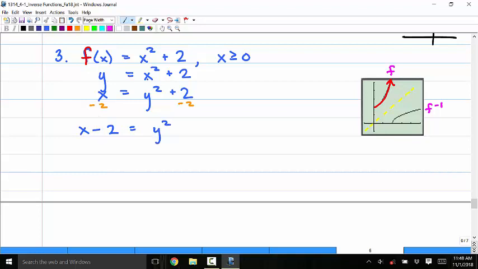To solve for y, I need to take the square root, right? But what happens on this side when I put the square root? I have to put plus or minus out front. So I get plus or minus root x minus 2 is equal to y. Okay, so how many functions are there? There's 2 functions there, right? There's y equals root x minus 2, and there's y equals negative root x minus 2. So which one do you pick? We'll go graph them.